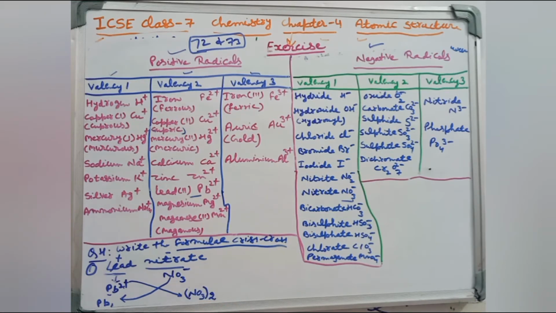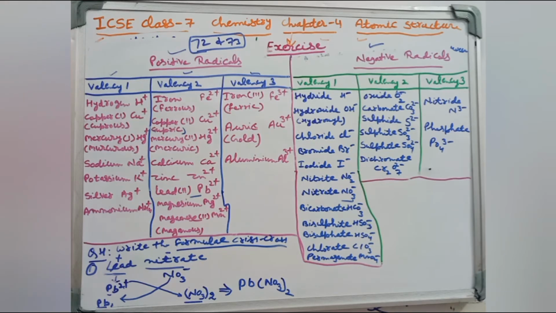NO3 twice. Now we have to make the compound by combining this and this. So our compound, our salt will become Pb(NO3) twice. Simple, no need to panic, right?